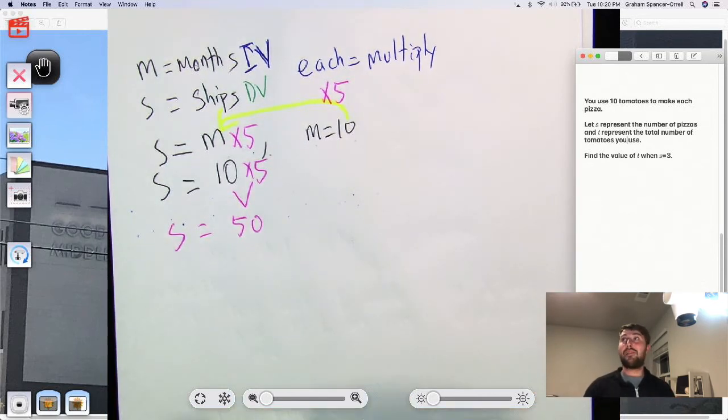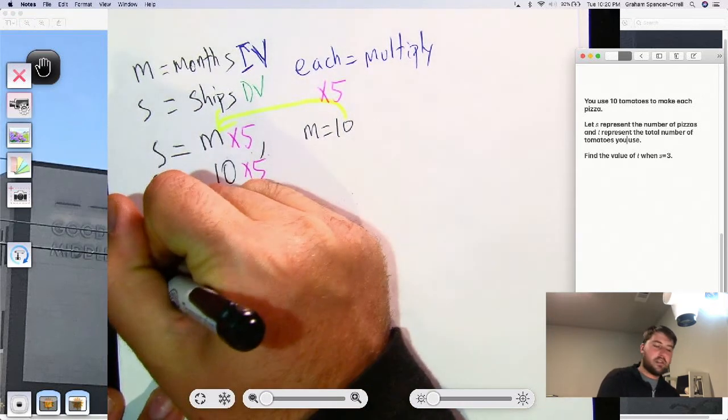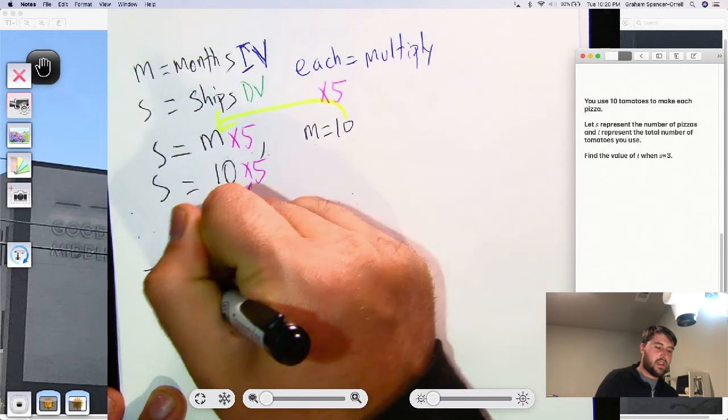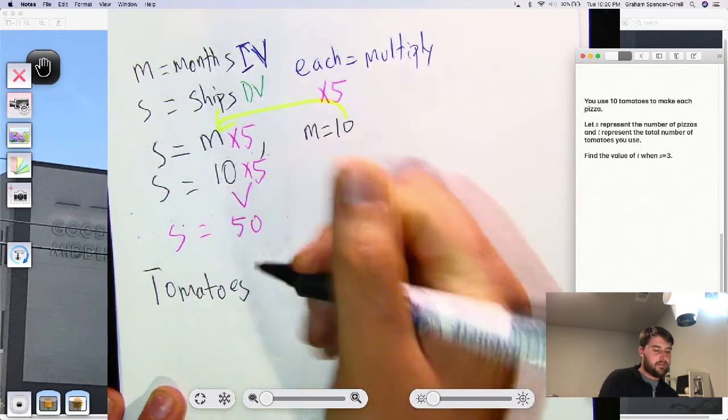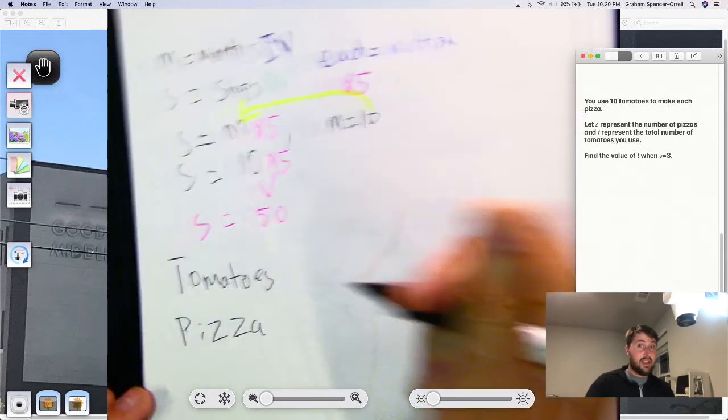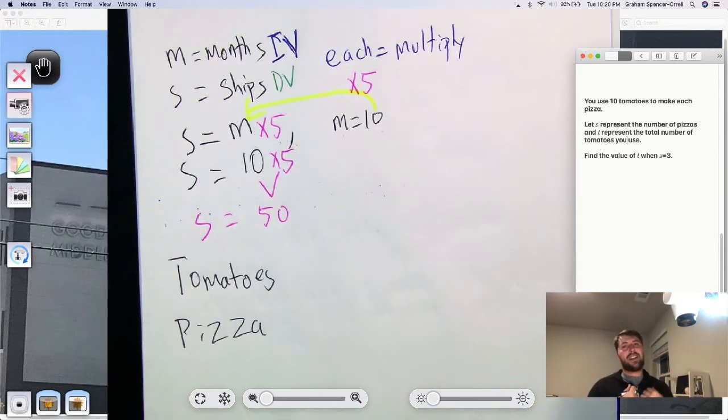Awesome. I hope that you remember that each meant multiply. So that means right away we're going to multiply. We have tomatoes. And we have pizza. This is, I don't know, maybe you're using it to make the sauce. Maybe you like tomatoes on your pizza. I like tomatoes on my pizza, but you might be using it for the sauce.